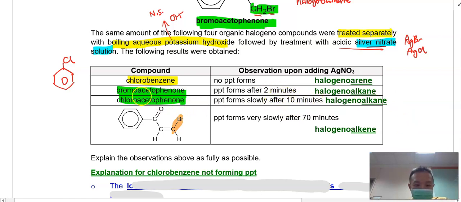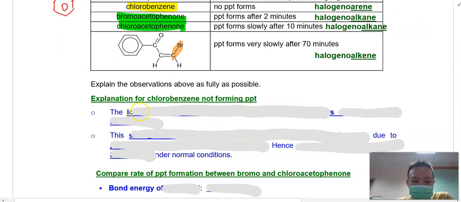But you can see the bromoacetophenone forms quite fast compared to the chloroacetophenone. So there are three things you need to explain: why the halogenoarene cannot undergo nucleophilic substitution with potassium hydroxide, why the halogenoalkene undergoes nucleophilic substitution but very slowly, and why there is a difference in reactivity between bromoacetophenone and chloroacetophenone. So three components: one for halogenoarene, one for the other halogen compound, and the comparison between bromo and chloroacetophenone. Okay, so let's take a look. Explain why chlorobenzene does not form a precipitate.